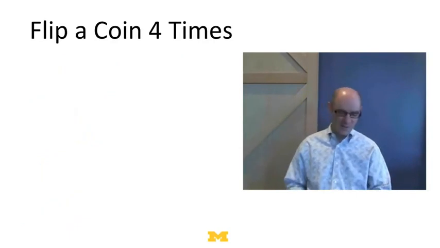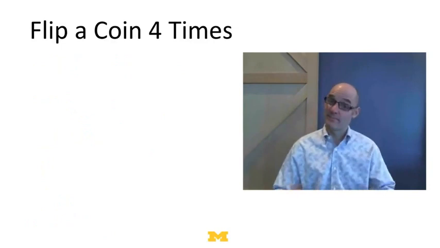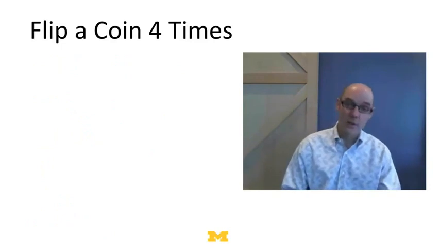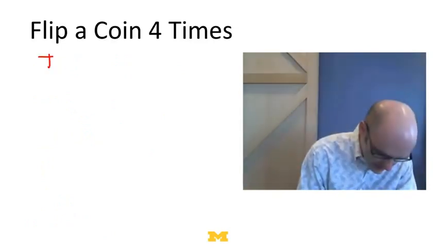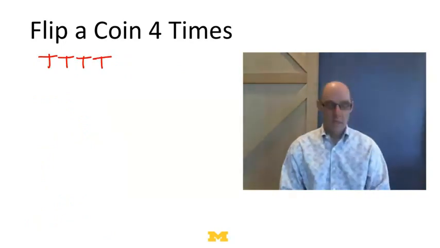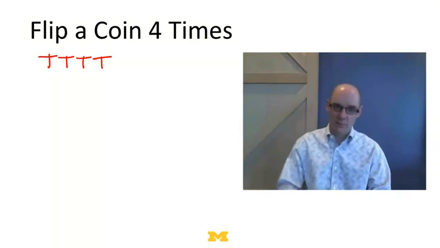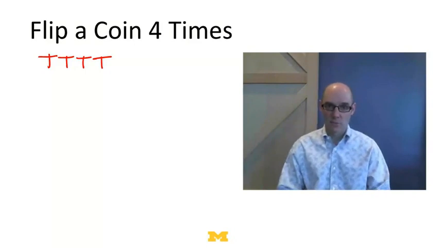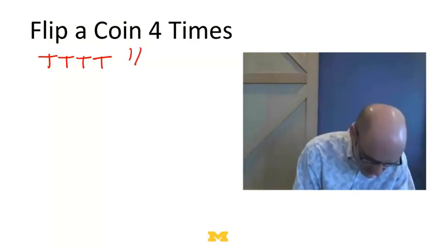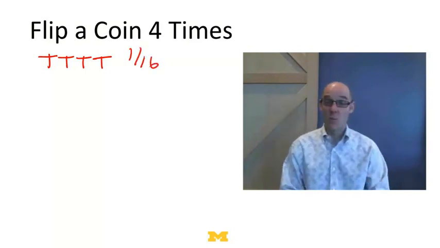Okay, let's suppose I flip it 4 times. Well, this gets harder. What are the odds of getting no heads? I could get tails, tails, tails, tails. Well, how do I figure out the probability of that? It's 1/2 times 1/2 times 1/2 times 1/2, so that's 2 times 2 times 2 times 2. So that's 1/16.